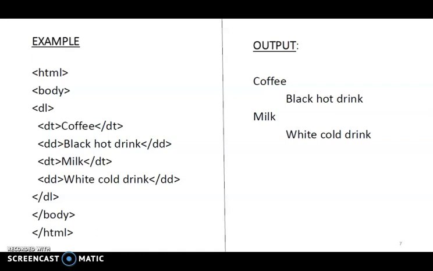So first, when your definition term is coffee, then display your definition description. Then coffee may be a black or hot drink. So milk is a white or cold drink. This is the example of your description list.